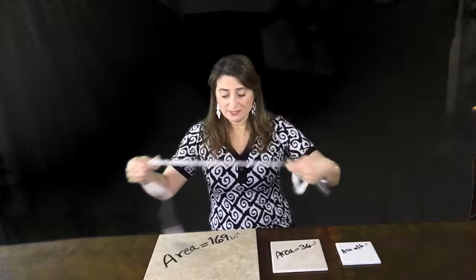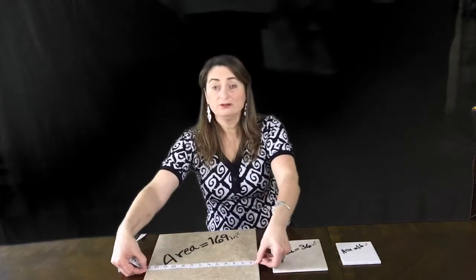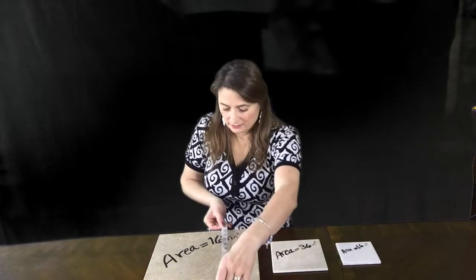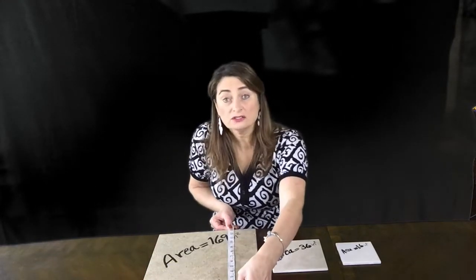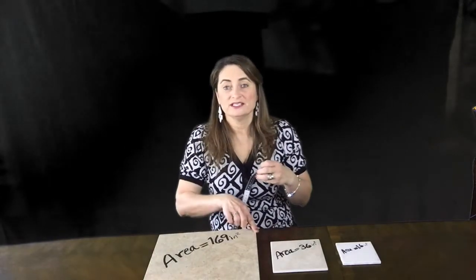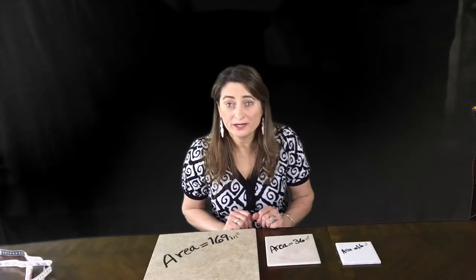So if I take a measuring tape and measure the width of this tile, it's 13 inches. And if I measure the length, it is also 13 inches. So each side is 13 inches, and that's what makes it a perfect square. Now let's move on to the next perfect square.